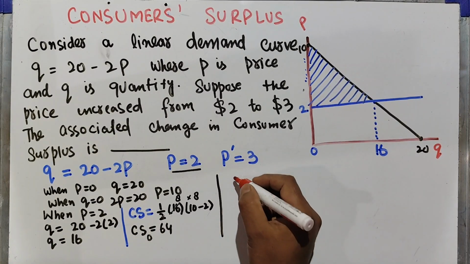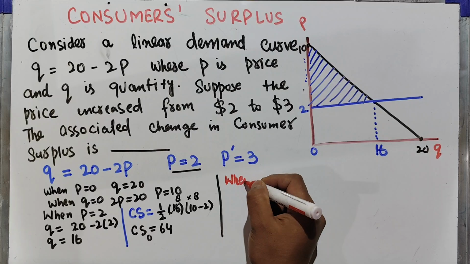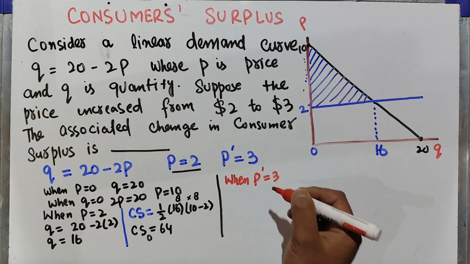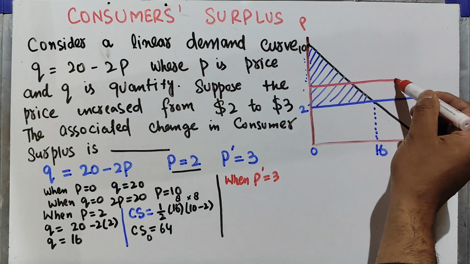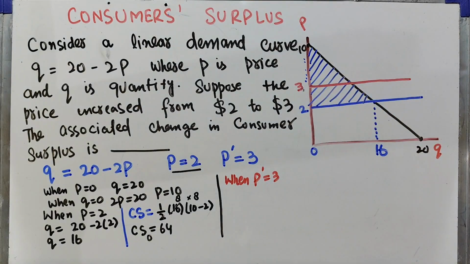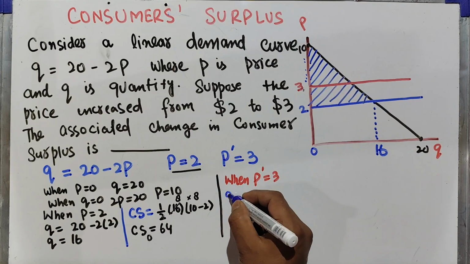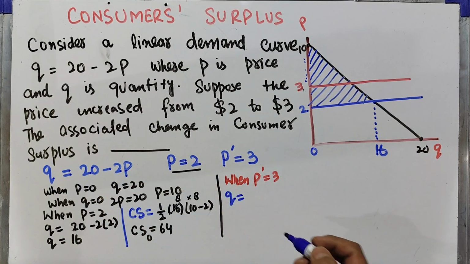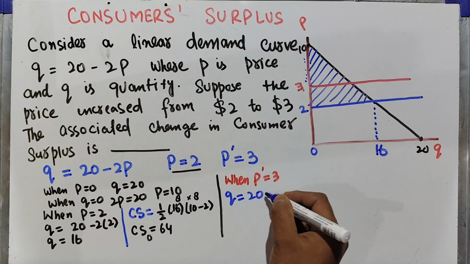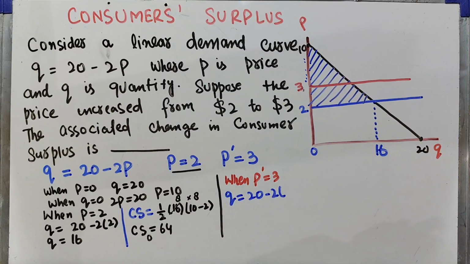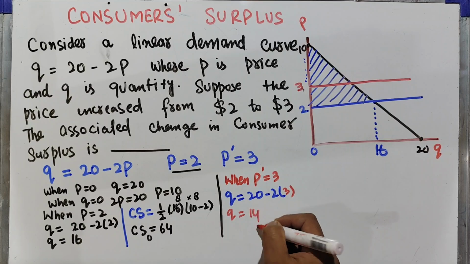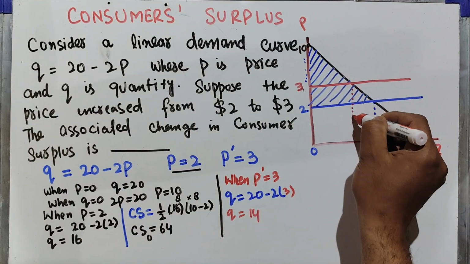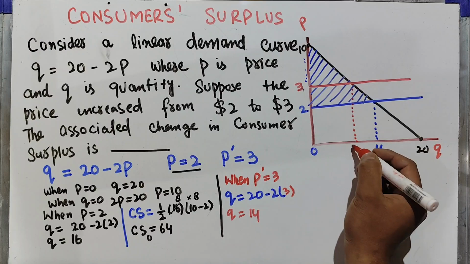Now we are being told the price increases to 3. So let us say 3 is here. When price is equal to 3, we need to find out the quantity demanded. So Q will be equal to, plug P is equal to 3 in the demand equation, that is 20 minus 2 into the value of price, which is 3. So we get quantity demanded equal to 20 minus 6, which is equal to 14. When price is equal to 3, quantity demanded is equal to 14.